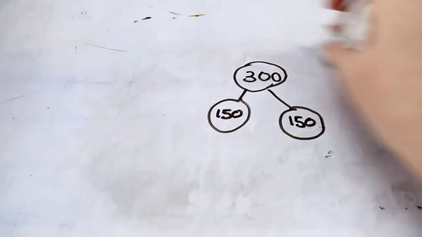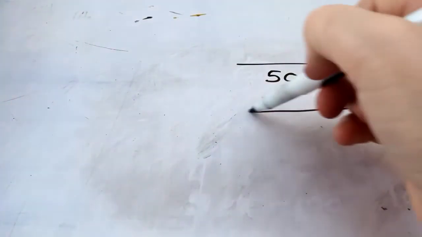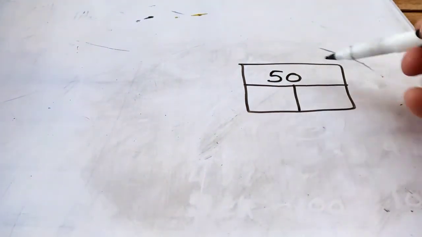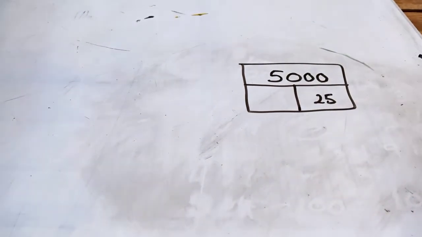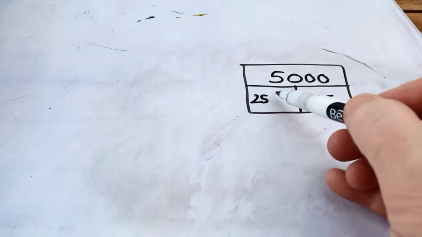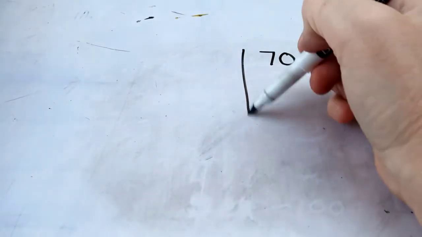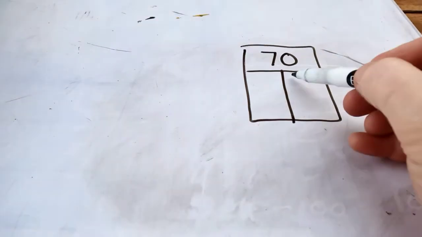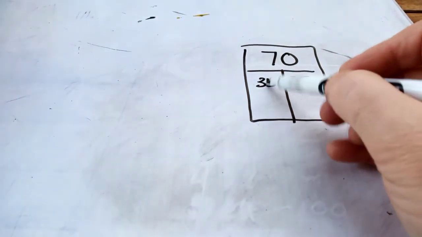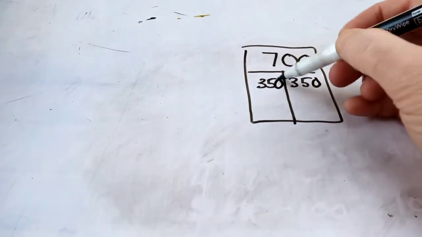Okay, awesome. Next, if I said to you, what is half of 50? Well done, you'd say 25. So what would half of 5,000 be? Yeah, well done, it would be 2,500. If I said to you, what's half of 70? Well done, you'd say 35. If I said what's half of 700, you'd say, fantastic, 350.